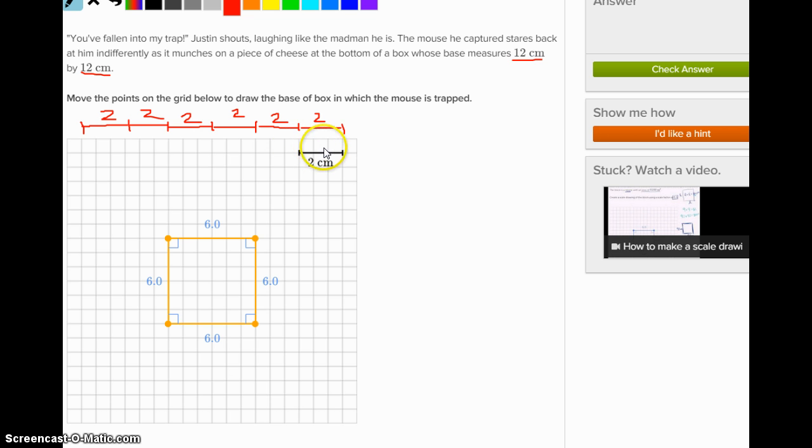Well, there happens to be 3 blocks in every one, so that means I've got 1, 2, 3, 4, 5, 6, 7, 8, 9, 10, 11, 12, 13, 14, 15, 16, 17, 18. I've got 18 blocks. Since I have 6 of these 2 centimeter units, that makes up 18 blocks. So on this drawing, I'm going to drag everything so that it's 18. Actually, I have to drag it bigger. 18 by 18.